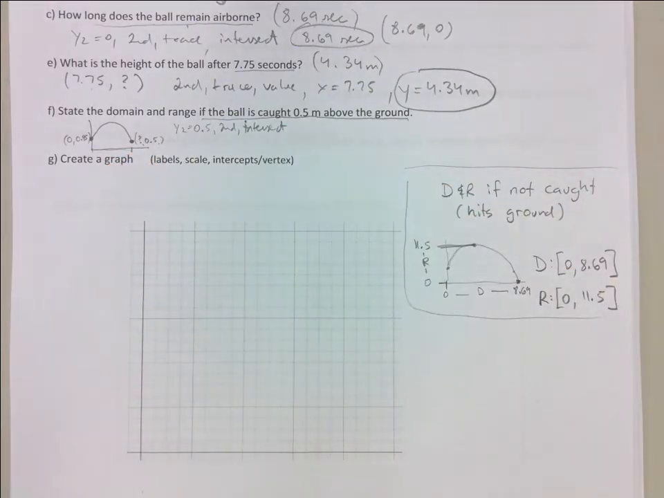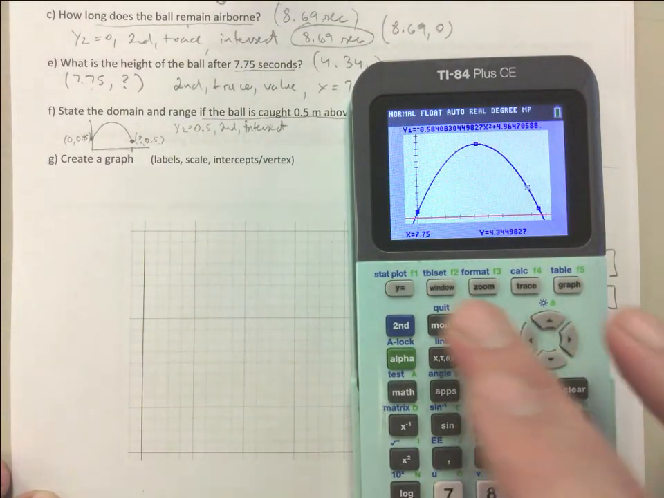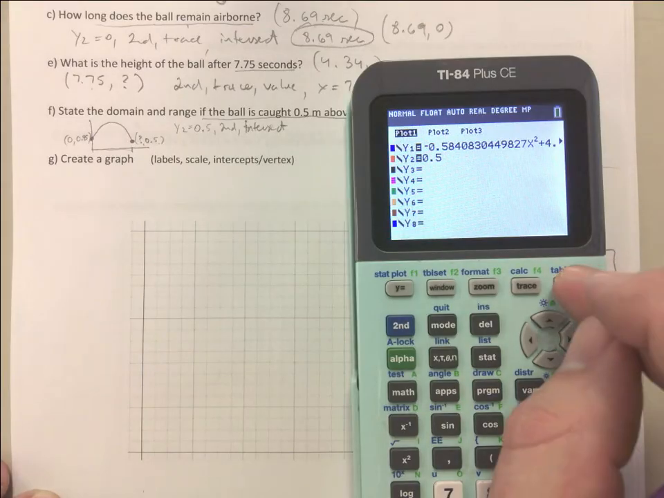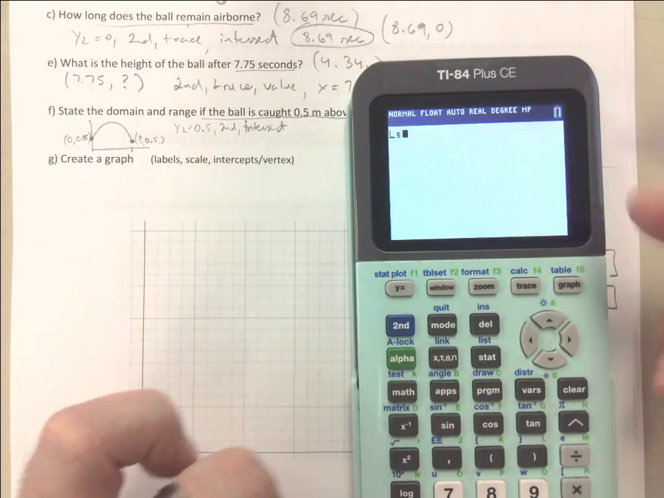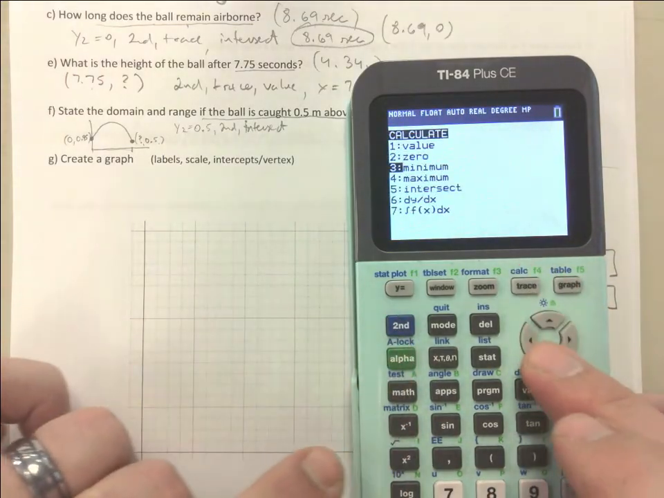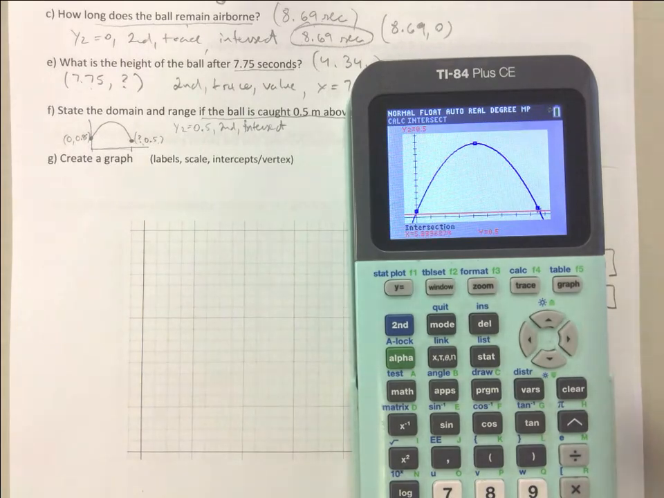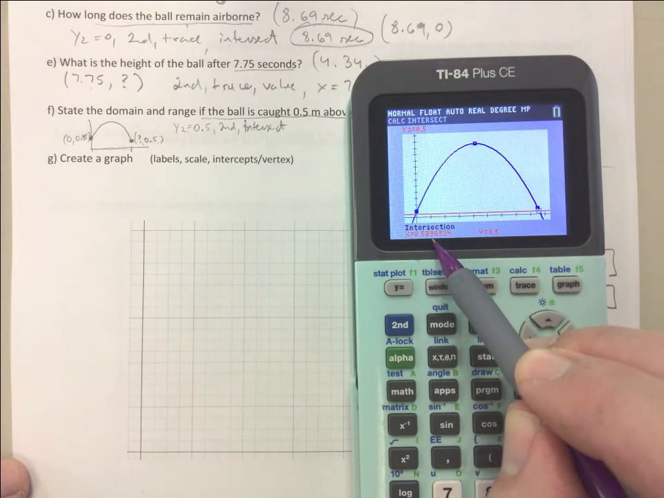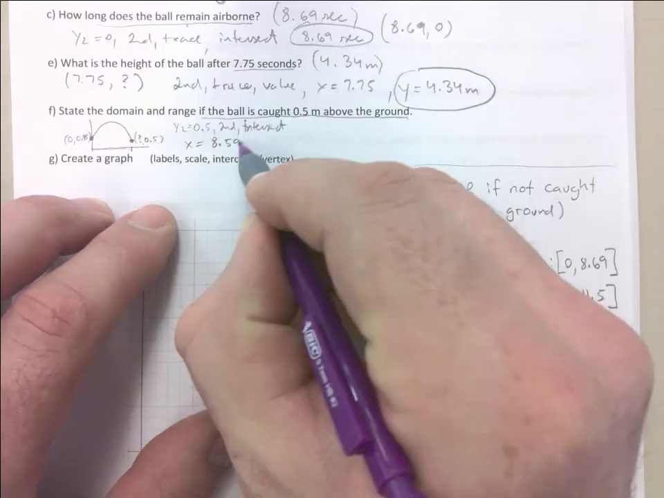Note to myself, give more space here, right? So let's do that. Instead of hitting the ground, we're now off the ground. It's being caught there somewhere. So let's go and investigate. Second trace, intersect. I'm going to go a little bit closer to that side. Enter, enter, enter. And there it is. It's 8.59. X is 8.59 seconds.